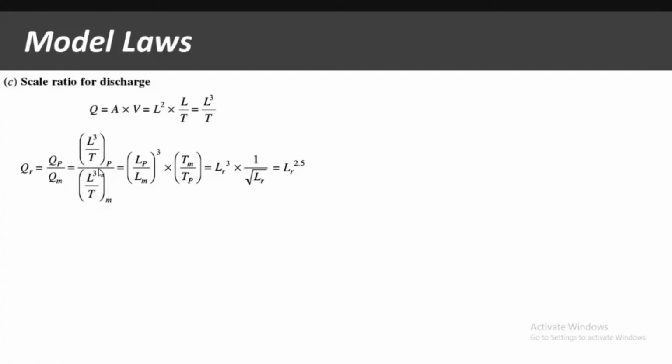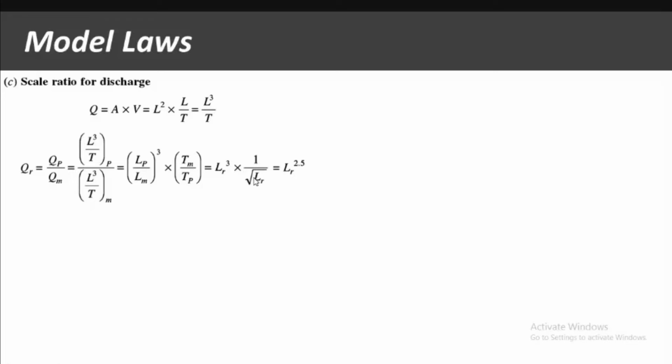इसको हम rearrange करेंगे. So यहाँ पे ऊपर जाने के बाद न्यूमरेटर में टाइम ऊपर चले जाएंगे और लेंथ क्यूब ऑफ मॉडल नीचे रहेंगे. So after rearranging, we have length of prototype upon length of model whole cube multiplied by Tm divided by Tp. So this Lp by Lm is nothing but length ratio. So length ratio whole cube, and Tm by Tp is 1 upon Tp by Tm. So 1 upon Tp by Tm is nothing but time scale ratio. So it is 1 upon Tr.